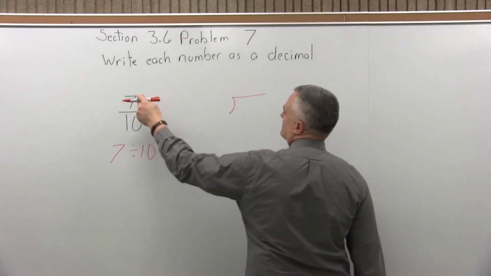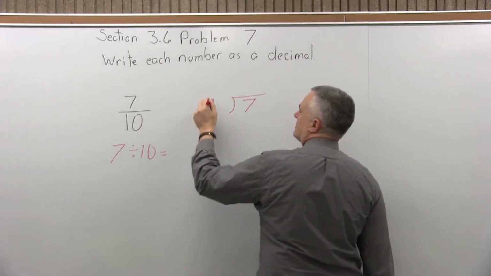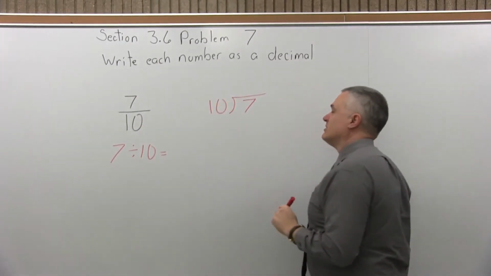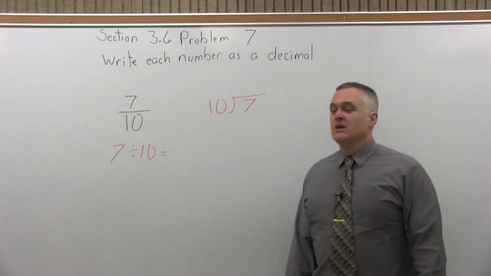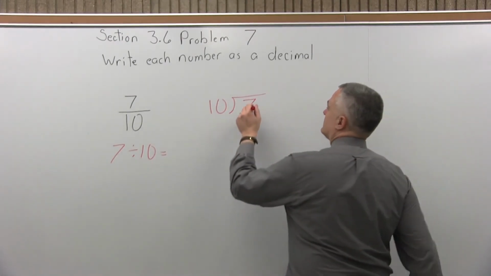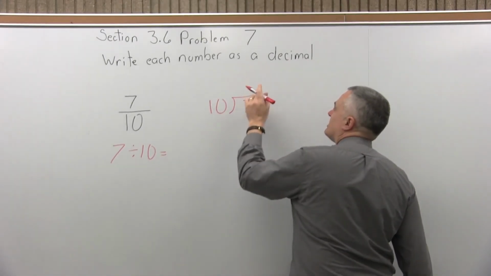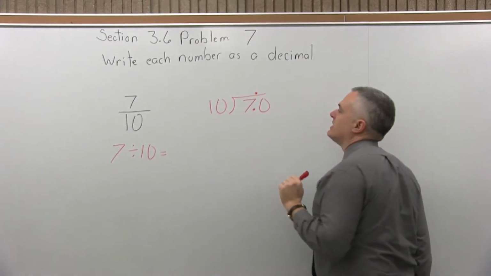So you set up a division symbol. The numerator goes under the division symbol. The denominator goes in front of the division symbol, and do 10 divided into 7. Now, 7's not big enough to fit 10. So write it as a 7.0, and you can essentially pretend it's a 70, but that decimal comes straight up into your answer like that.